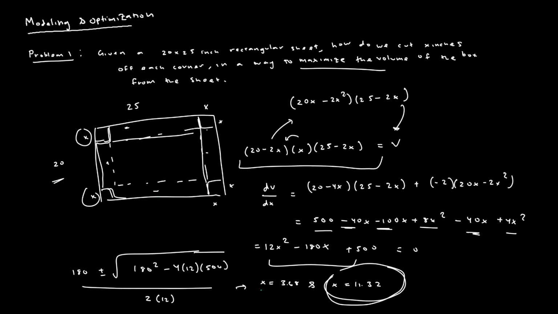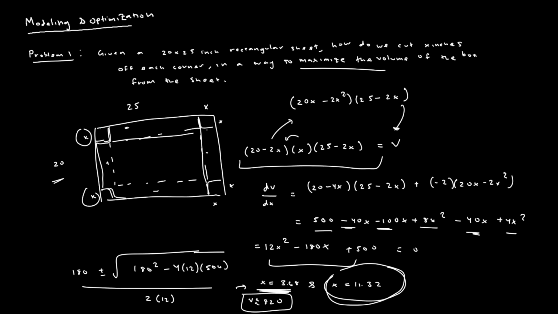So we only look at this value, and when we see the volume when x is equal to 3.68, we get the volume is about 820, and that's the maximum volume we can get. And you can find that by just plugging it into our original equation. So this is an example of modeling, and we see how what we have learned about derivatives and how it can be used to find maximums is very helpful in this case.